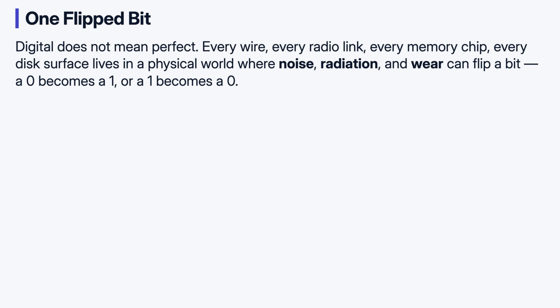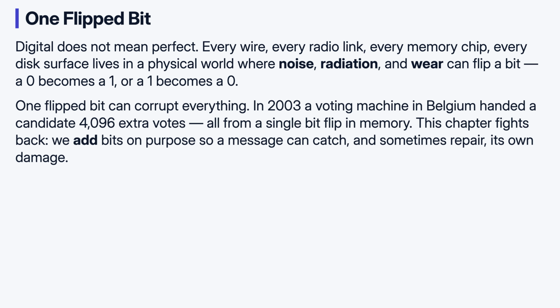Digital does not mean perfect. Every wire, every radio link, every memory chip, and every disk works in a physical world. Noise, radiation, and wear can flip a bit. A 0 becomes a 1, or a 1 becomes a 0. And one flipped bit can corrupt your data.